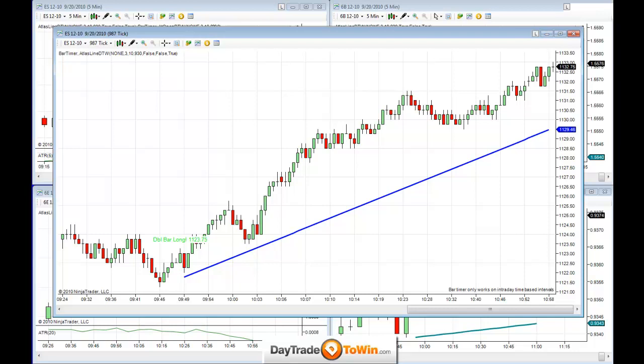Carl, was that the 987 that you wanted the tick chart? That was the entry on the E-Mini 987 tick chart, 1123.75. Okay, it should look exactly like yours.